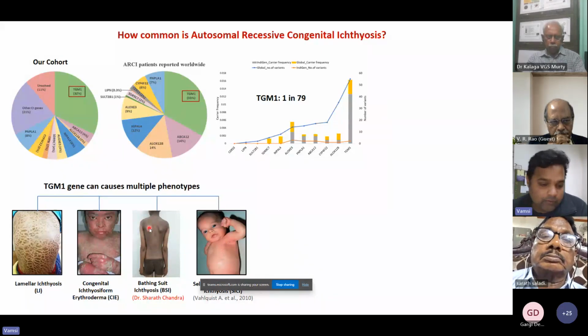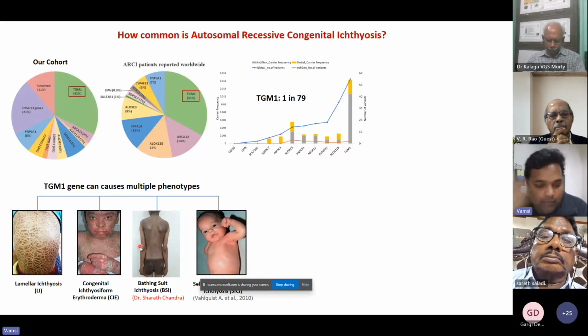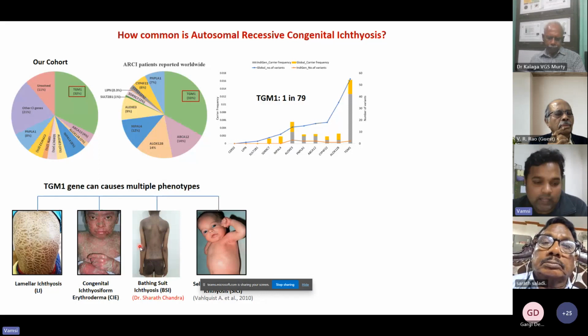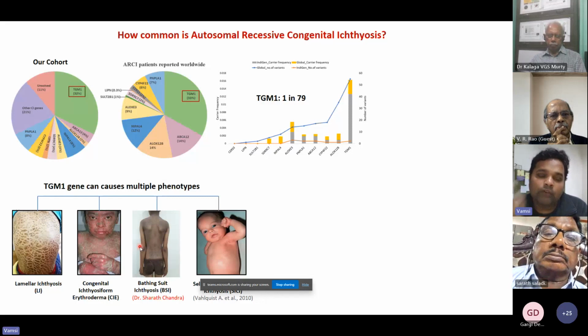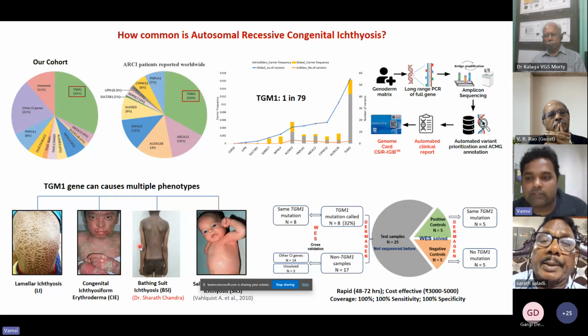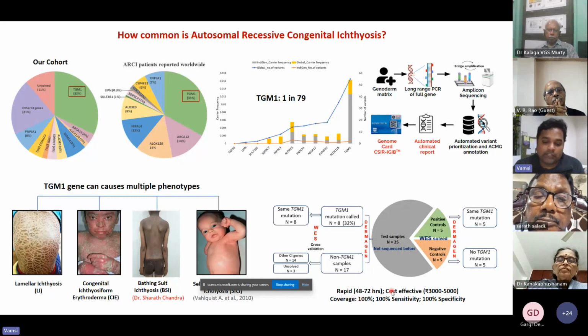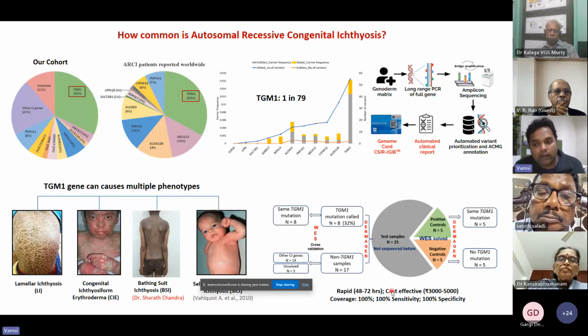We are very fortunate that Sharat Chandra sir has referred to us a bathing suit ichthyosis patient, where we have characterized the TGM1 mutation. We think that understanding how this bathing suit ichthyosis happens with the same TGM1 mutation could lead to a form of therapy. Capturing more TGM1 patients becomes important, and hence we used the same approach that we used for collagen 7. We developed a long-range PCR, validated it in a de novo cohort, which was not sequenced before, with 100% sensitivity and specificity.